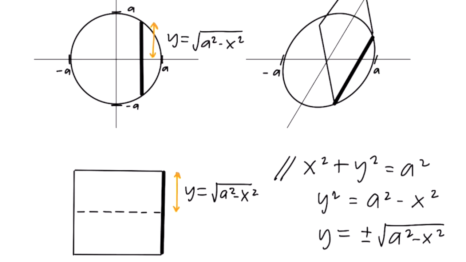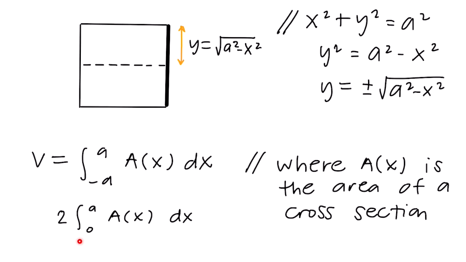Okay, one thing I want to point out here is when you look at this region, you have y-axis symmetry, and so because we have y-axis symmetry, integrating from negative a to positive a is the same as integrating from 0 to a and then multiplying by 2. So I have that set up, 2 times the integral from 0 to a of A(x) dx.